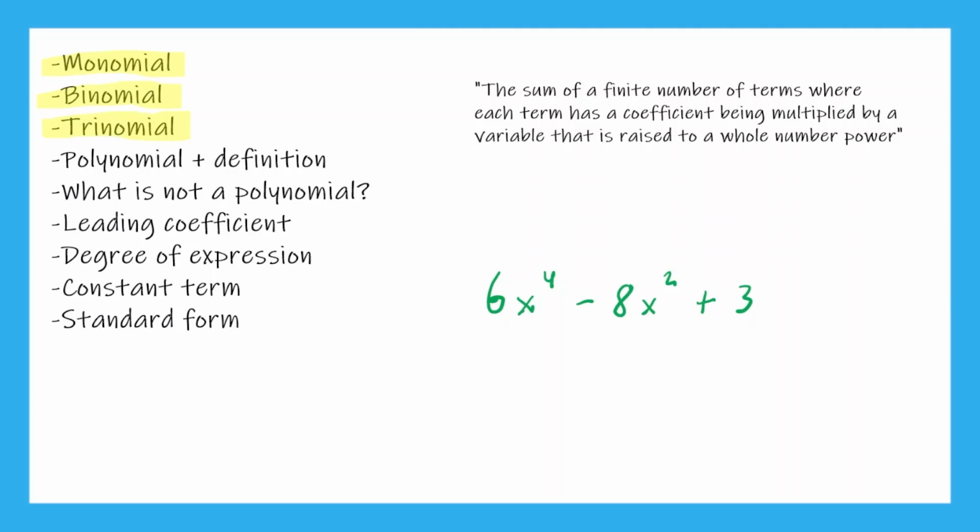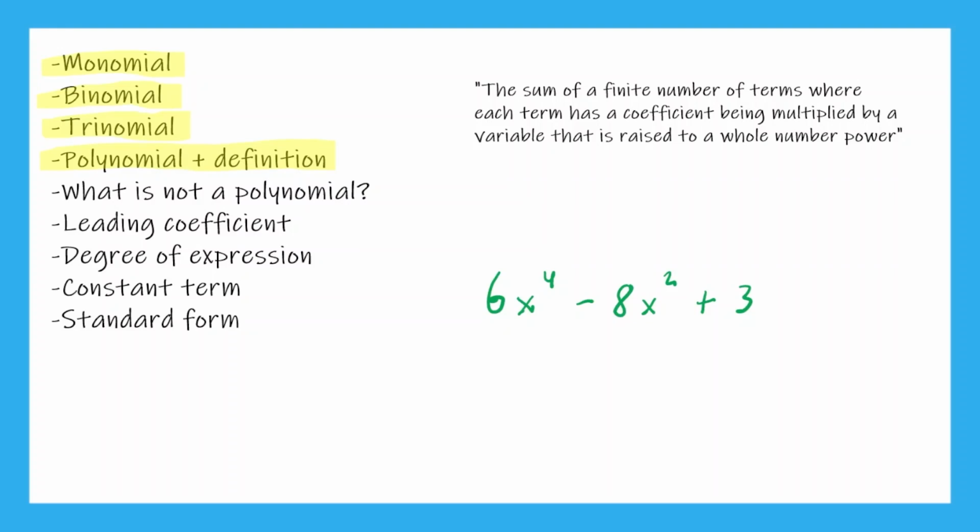Okay, so let's talk about that first part where it says a polynomial is the sum of a finite number of terms. Well, this means that the number of terms cannot go on forever, right? There needs to be a defined amount of terms. In our example, we have 1, 2, 3 terms. Okay, so that part's pretty simple. Now it gets a little bit more interesting. Let me highlight right here. We're talking about the polynomial and its definition. And then pretty soon we'll talk about some examples of things that are not polynomials.